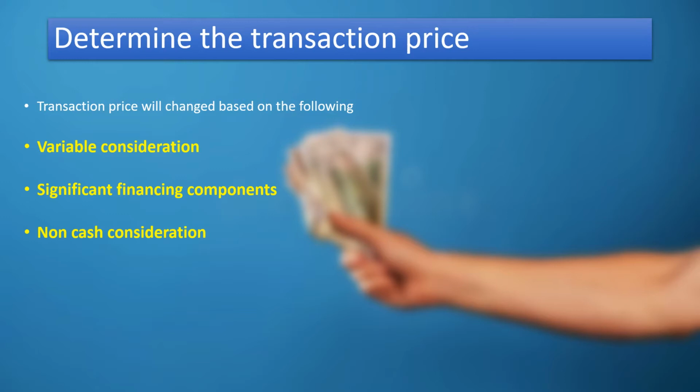In this case, we have to take the present value of the discounted cash flow to calculate the significant financing component. Then, the non-cash consideration. Sometimes it may involve property, plant and equipment or a financial instrument as a non-cash consideration. In this situation, we have to take the fair value of each non-cash consideration into account when we are going to determine the transaction price.